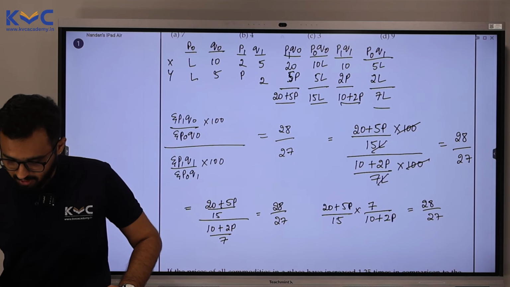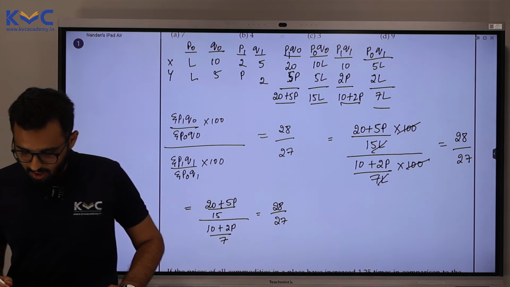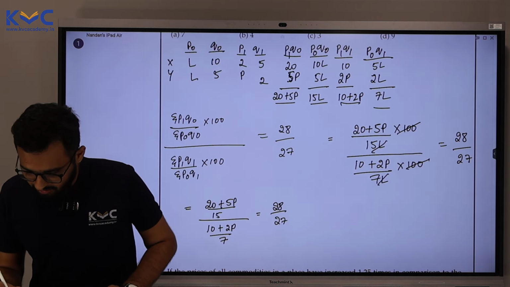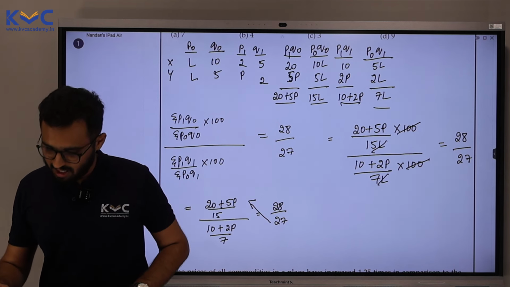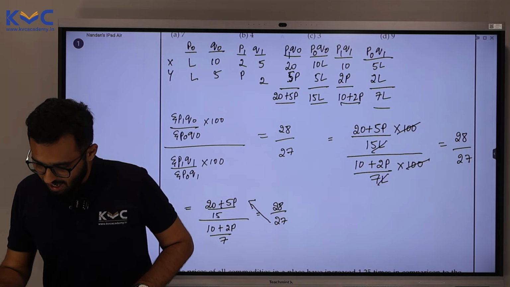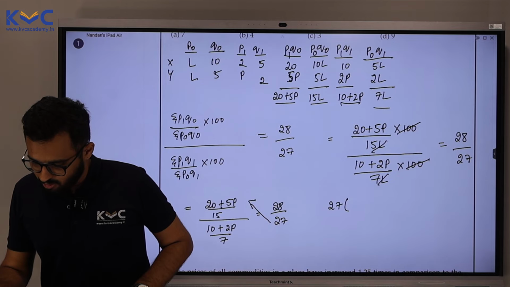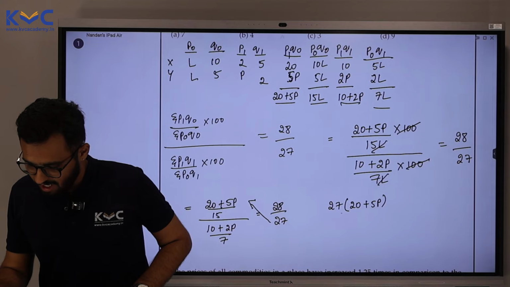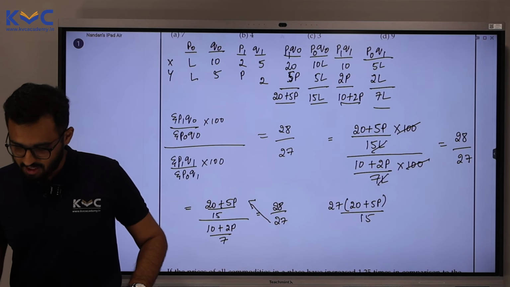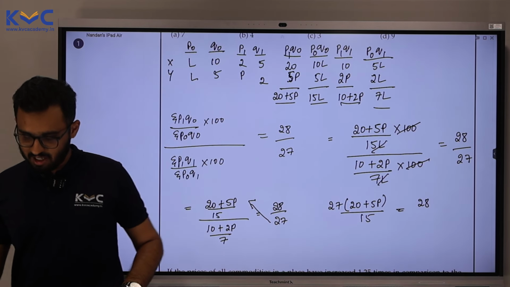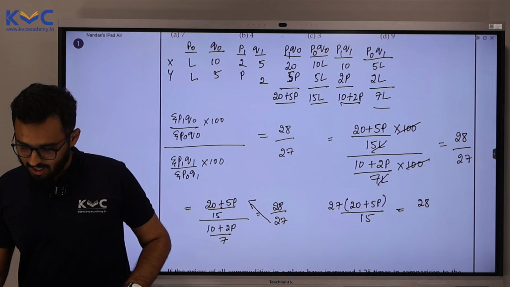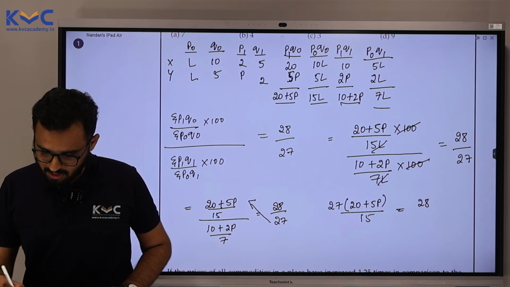Or we can do one thing. What I'll do is get 27 to the numerator here and this entire thing to this side. Can I do that? Yes. So that means I'll have 27 into 20 plus 5P divided by 15 is equal to 28. I need to be a little bit careful here, so just give me a minute.